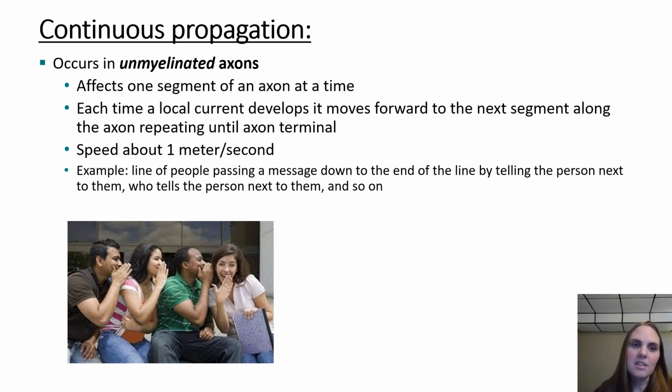And the example I think your book might use of this is if you had a line of people standing, passing a message down to the end of the line by just turning and whispering the message to the person next to them. Then that person turns and whispers the message to the person next to them. Then that person turns and whispers the message next to them. And on and on and on until we get to the last person, or until we get to the axon terminal.